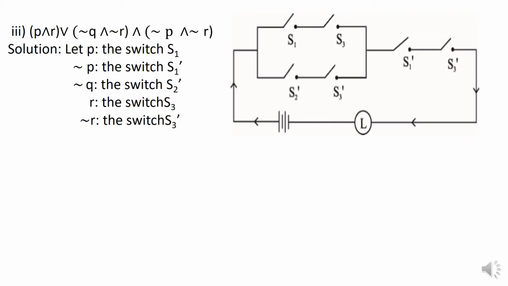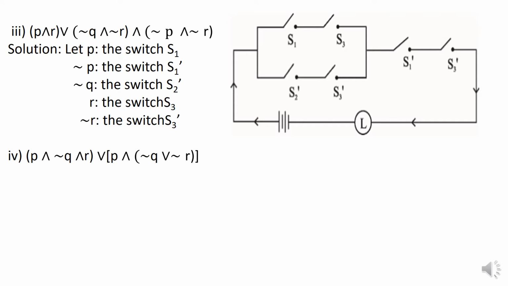So you see that S1 and S3 are in series. Both of them together are in parallel to S2 dash and S3 dash, which are again in series because as you can see between not Q and not R there is AND given. And similarly, both the groups together are in series with S1 dash and S3 dash, which are in turn in series.